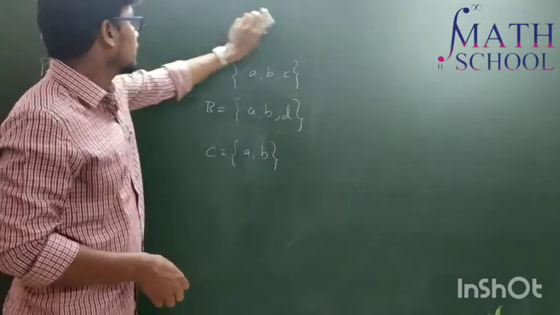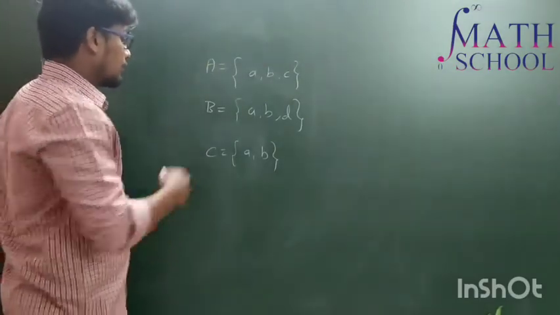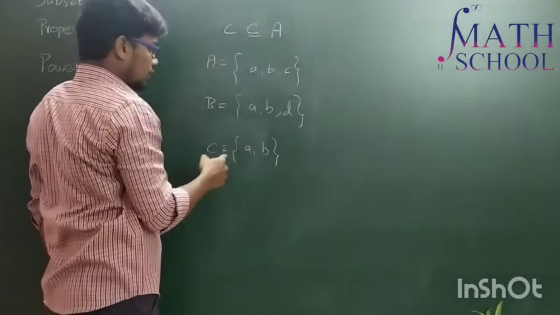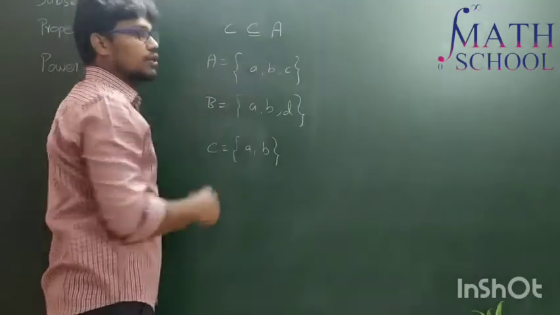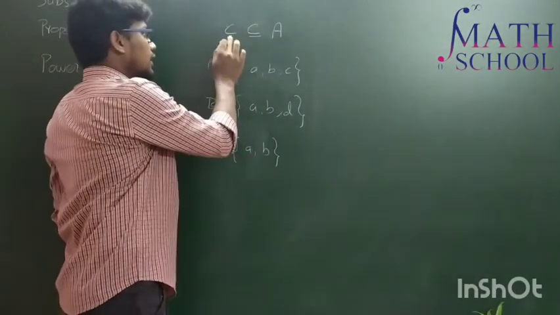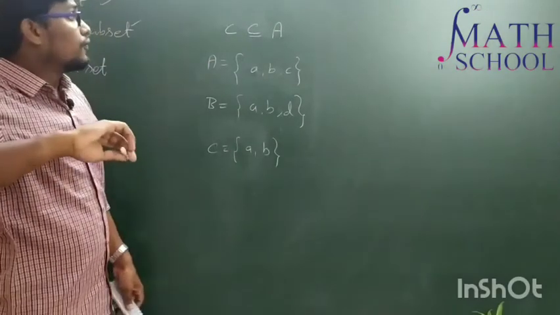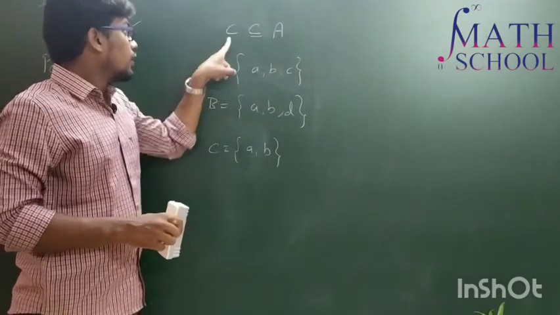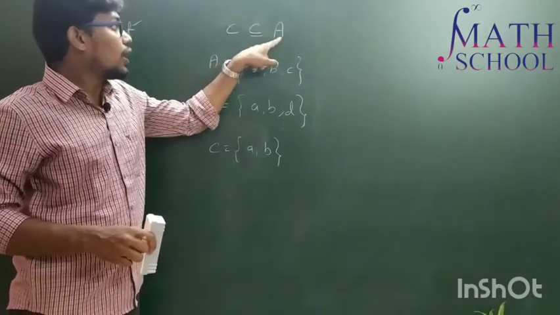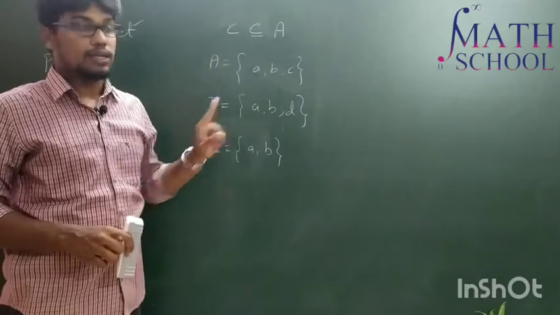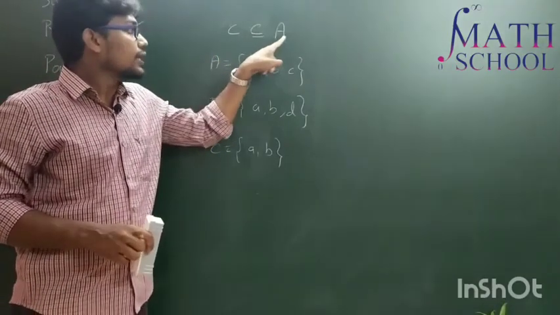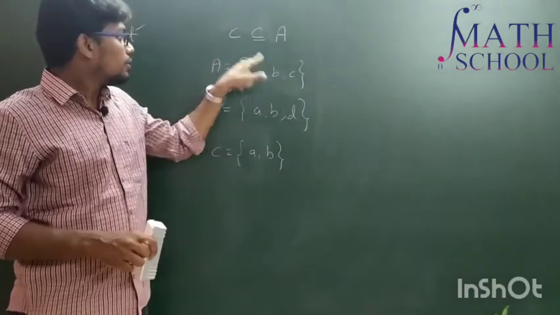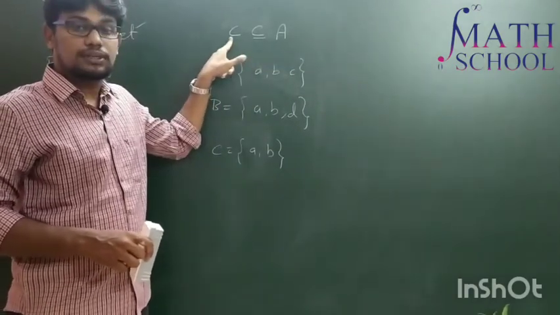So what is called proper subset? Here, this is C. C is a subset of A. Why? Because here A and B, yes, of course A and B are there in A. It is correct that C is a subset of A, but we can say C is a proper subset of A because C does not contain all the elements of A. A has A, B, C, but this small c element does not belong to this C set.